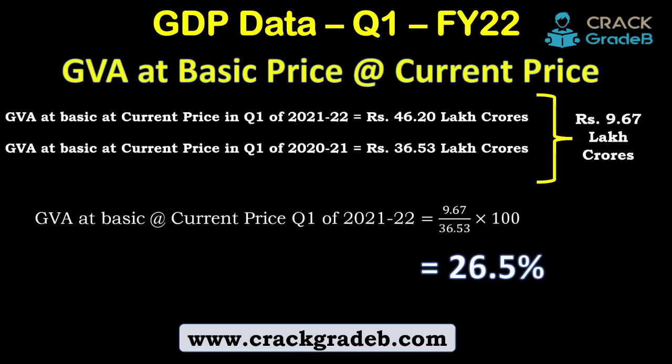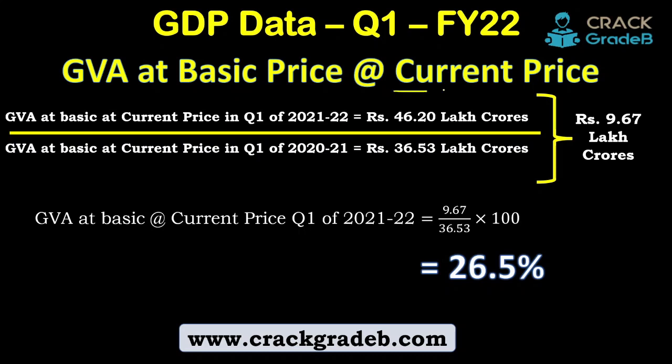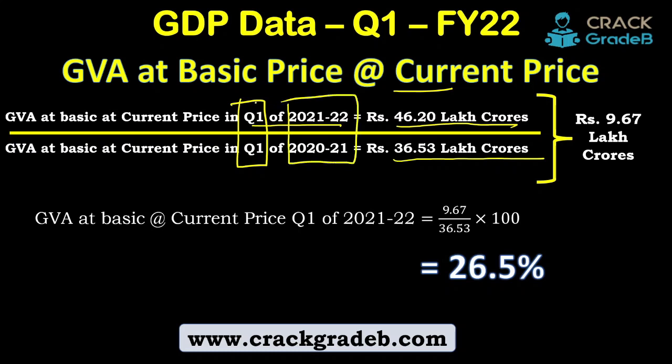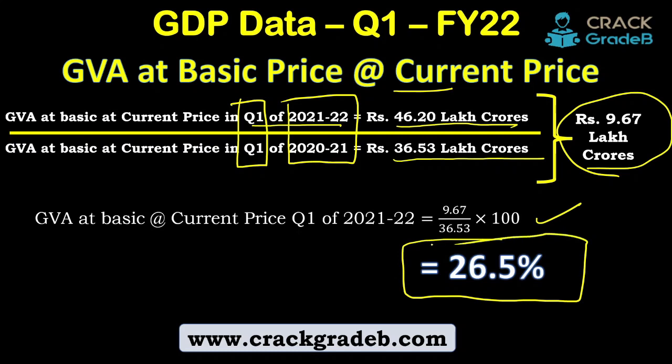Let's move forward and see GVA at basic price at current price. For quarter one of 2021-22 it's 46.20 lakh crore, and for the previous year it was 36.53 lakh crore. For comparison, the same quarter of the previous year is used. So what's the difference? The difference is 9.67 lakh crore. Using the same calculation method, we come out at 26.5% growth from the previous quarter, right? So the data looks great.